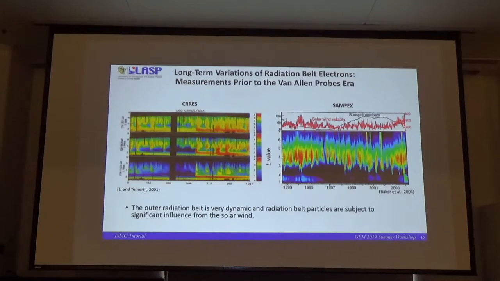The right figure here shows the 2 to 6 MeV electron fluxes measured by the SAMPEX satellite, which is a low Earth orbit satellite and lasts much longer. We can see over a 10 year time period there's a very significant variation of these multi-MeV electrons in the outer radiation belt. And their variation seems well correlated with the solar wind parameters. So that suggests that radiation-belt particles are subject to significant influence from the solar wind.